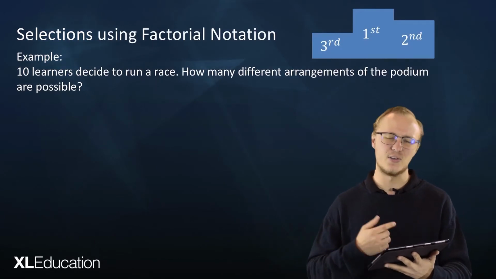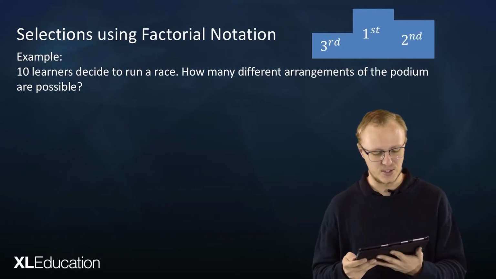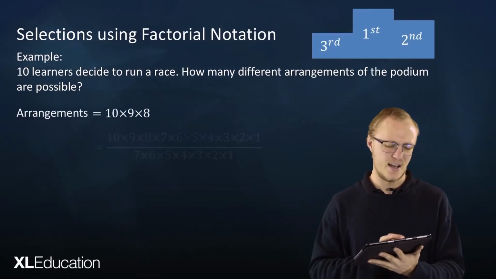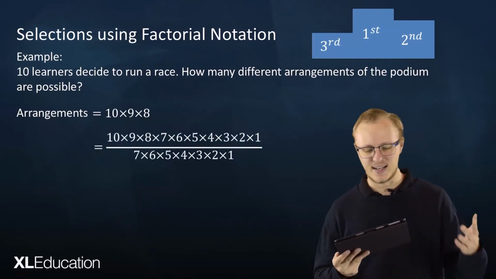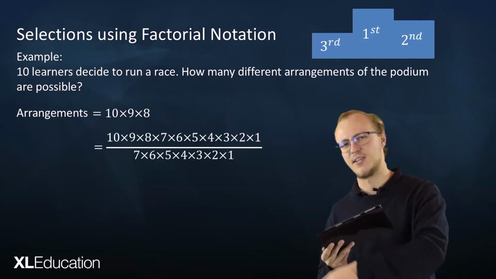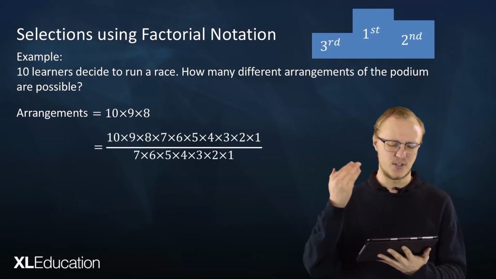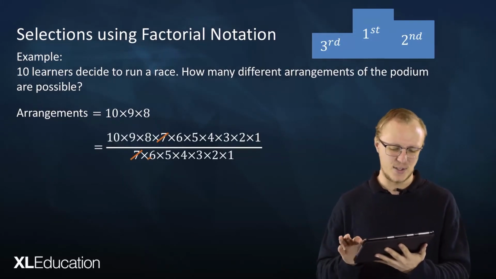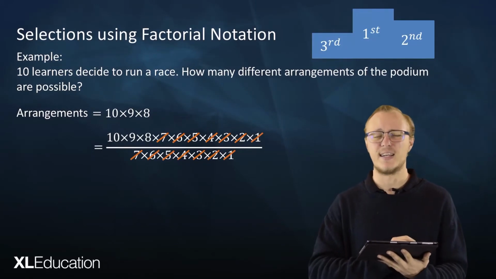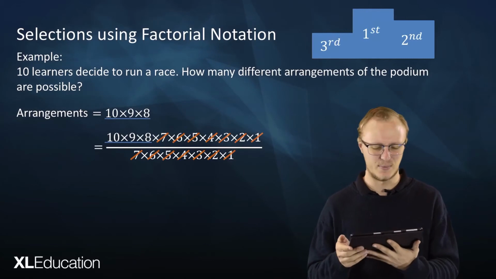So let's look at how to derive a rule for this selections thing here. So we said our arrangements is 10 times 9 times 8. And I'm going to write that as 10 times 9 times 8 over 7 times 6 times 5, etc., right? And then, because there are factors at the top and the bottom that are the same, I'm going to show you that those 7s and so on actually cancel out so that the two things are equal. It's actually just 10 times 9 times 8.